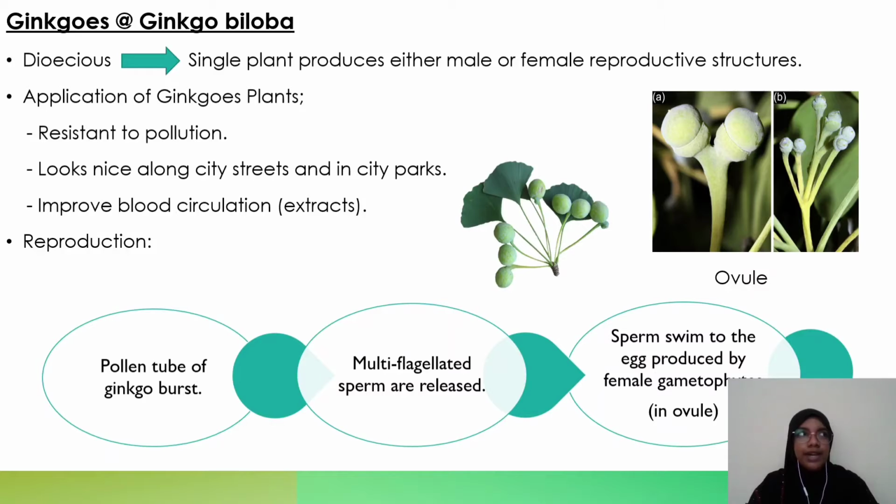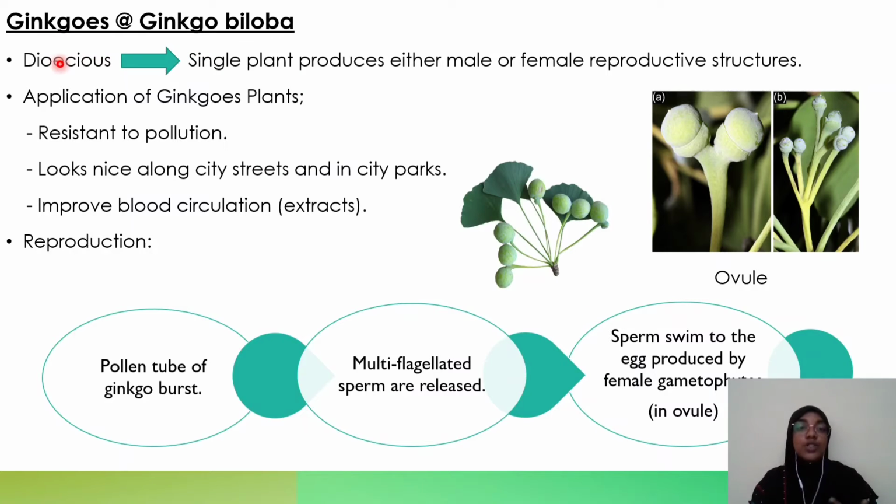As mentioned by Amir before, there are four groups of gymnosperms. Two have already been explained and presented by Amir, and now I'm going to present the other two, which are ginkgos and gnetophytes. For ginkgos, there is only one species which still exists now, which is Ginkgo biloba.